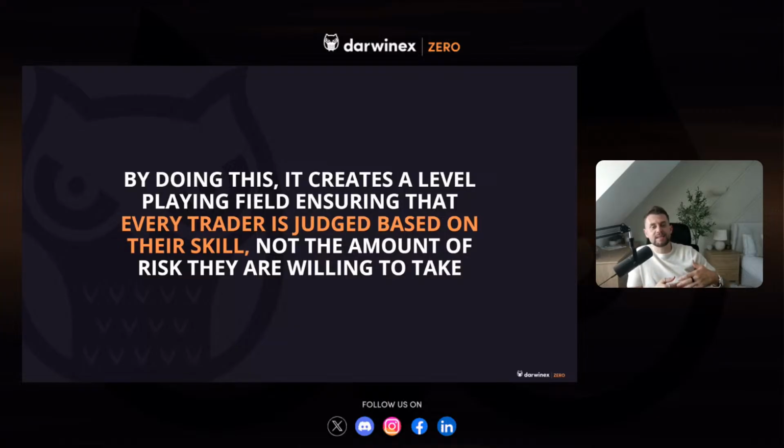But the first trader trades 10 lots and the second trader trades 0.1 lot. Obviously, trader A is going to make a whole lot more profit because they have risked more, because they traded with 10 lots. Does it mean that they're a better trader? Or does it mean they're just willing to risk more?